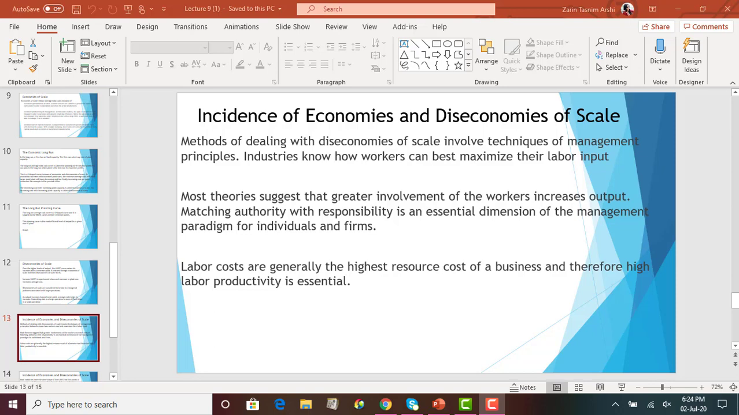Okay, matching authority with responsibility is an essential dimension. So if we give essential duties and responsibilities to the workers and to the management, then we can solve this problem of diseconomies of scale.